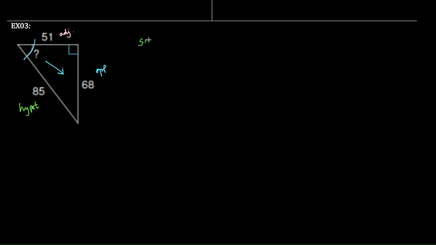So I can actually do sine of X right here. Actually, I'm going to make this yellow. Okay, so I can do sine of X equals, so some old horse, 68 over 85. But I could also do cosine of X is, so cah, 51 over 85.